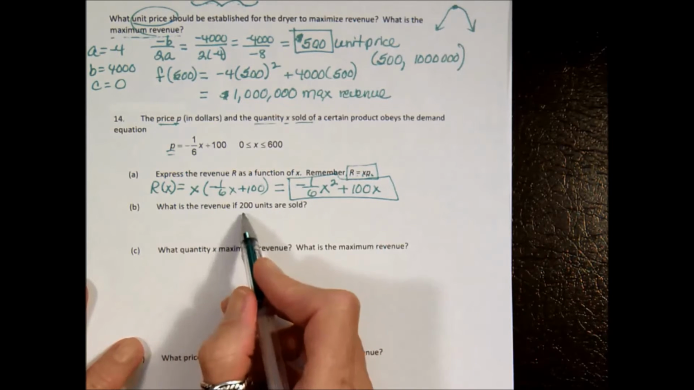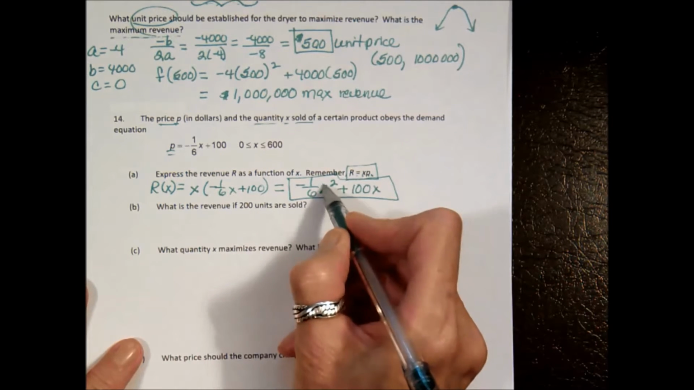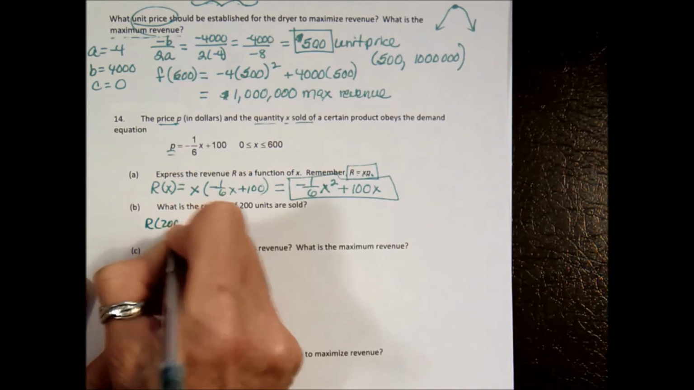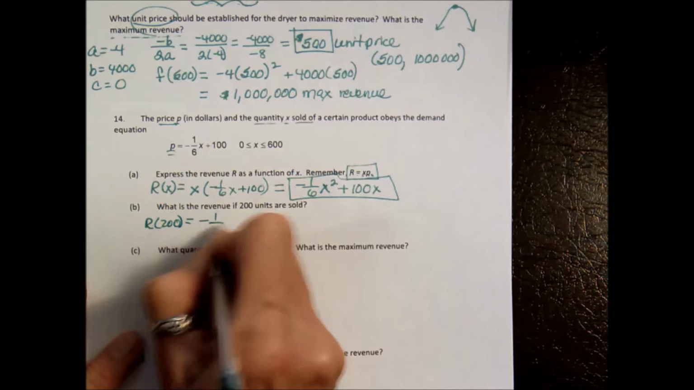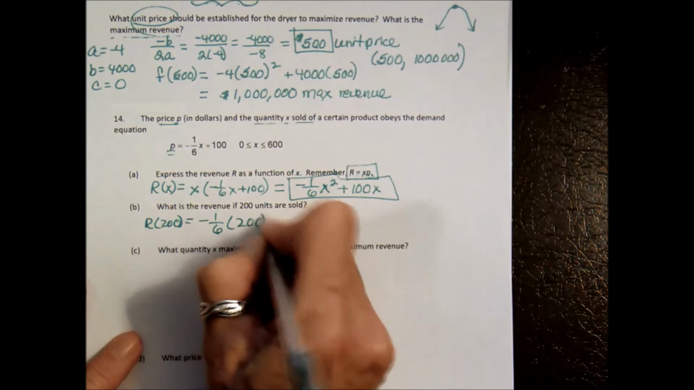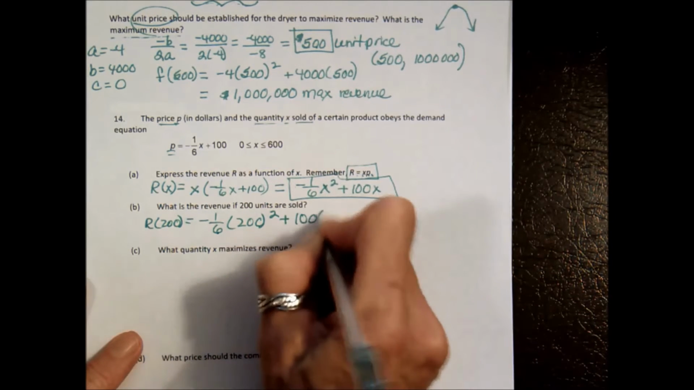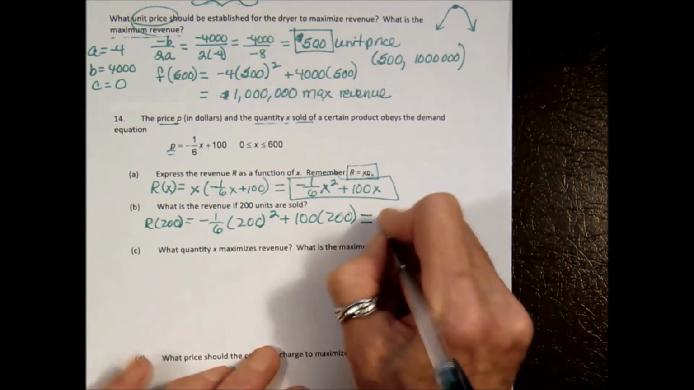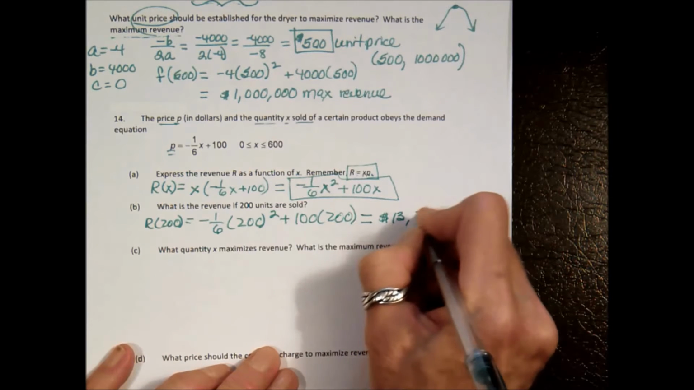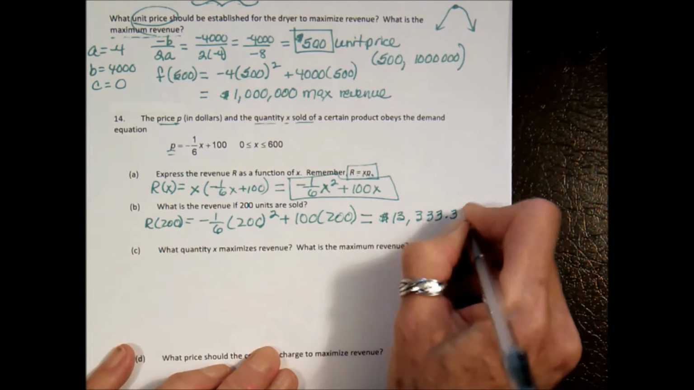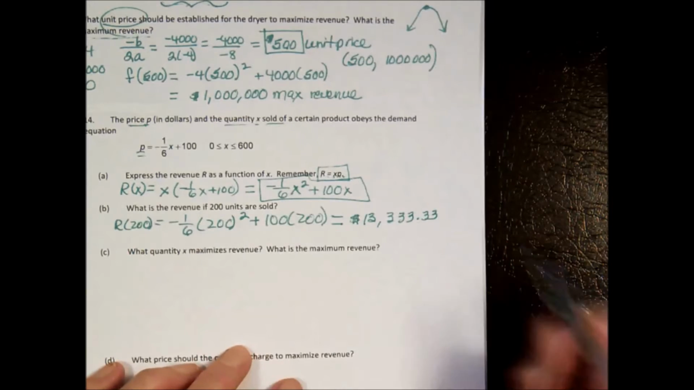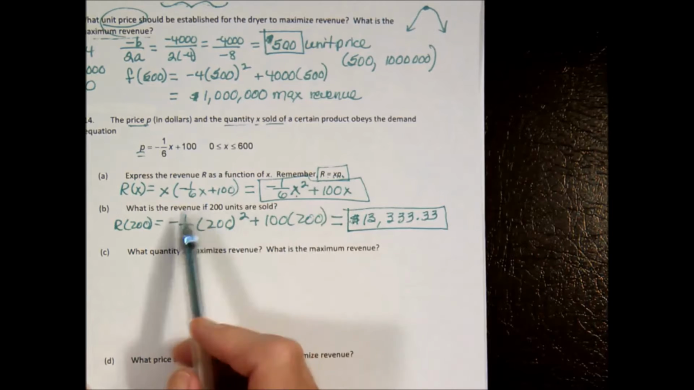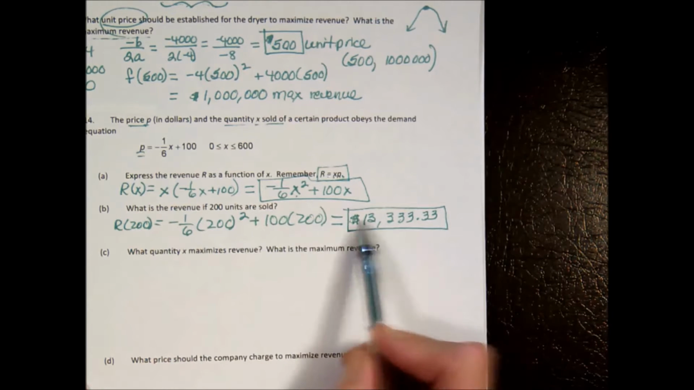What is the revenue if 200 units are sold? We're just going to put a 200 in for X. It's just a calculator problem. So we want R of 200, -1/6 times 200 squared plus 100 times 200. Put all that in your calculator, and what you're going to get is $13,333.33. So with this equation, if you sell 200 units, this is what you will make.